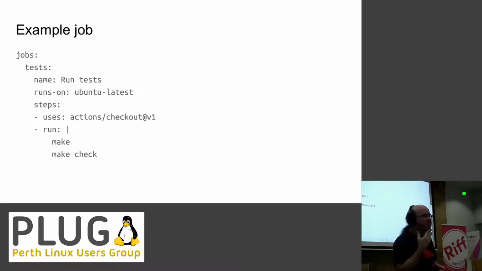Nick's asking if any of the non-LTS releases of Ubuntu are available. As far as the virtual machine images go, you can only use what GitHub has provided, which on the Linux side is Ubuntu LTS releases. As far as Docker containers go, you can use anything available on Docker Hub.